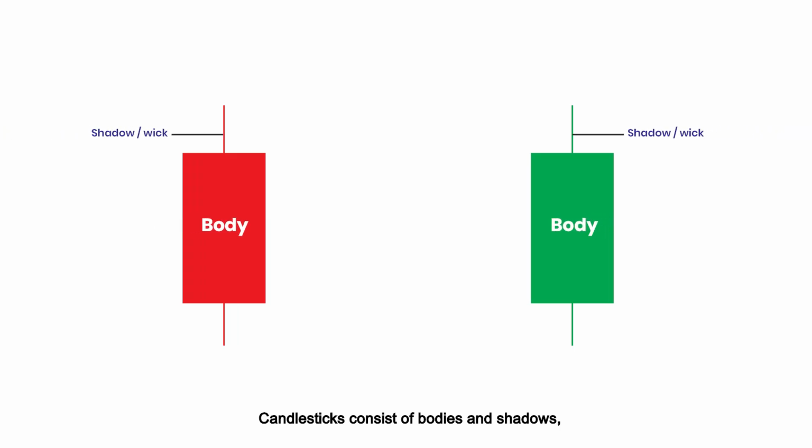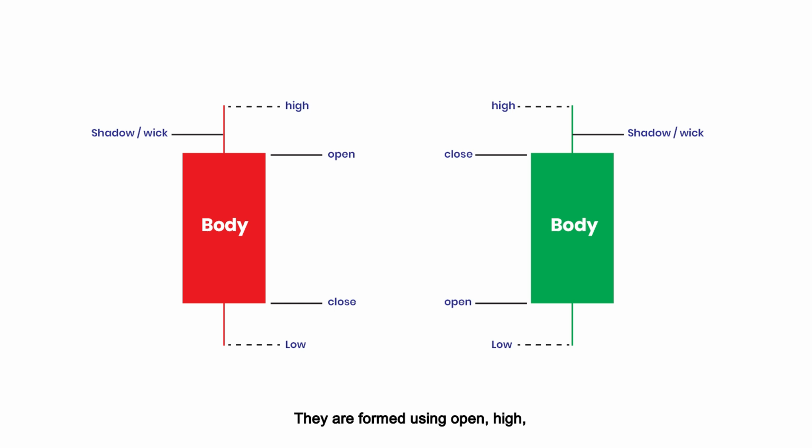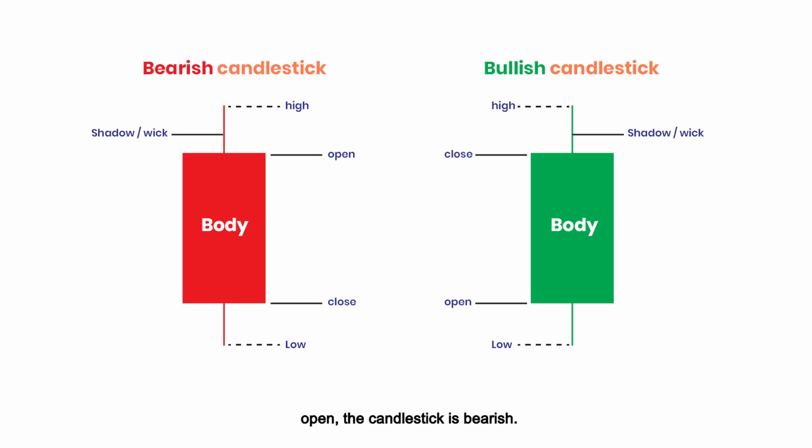Candlesticks consist of bodies and shadows, usually termed as wicks. They are formed using the open, high, low, and close of the chosen time frame. If the close is above the open, the candlestick is bullish. If the close is below the open, the candlestick is bearish. Let's use a scenario for better comprehension.